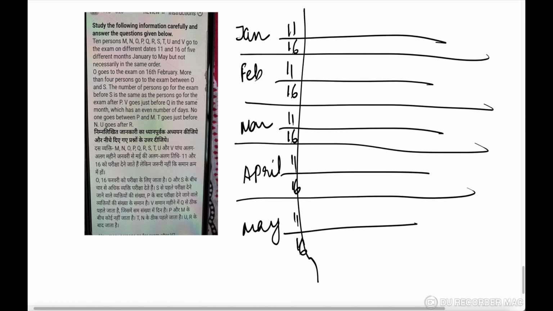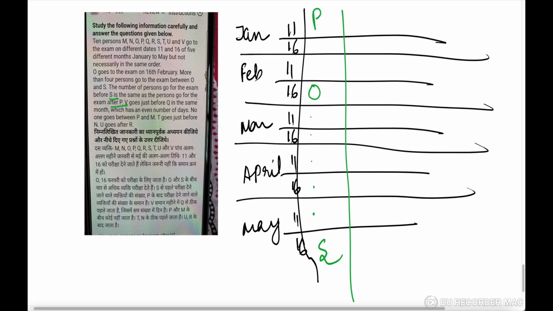Now O goes to the exam on 16th February. More than 4 persons go to the exam between O and S: 1, 2, 3, 4. So you have to leave this one as well, S, because it says more than 4. The number of persons who go for the exam before S is the same as after P.